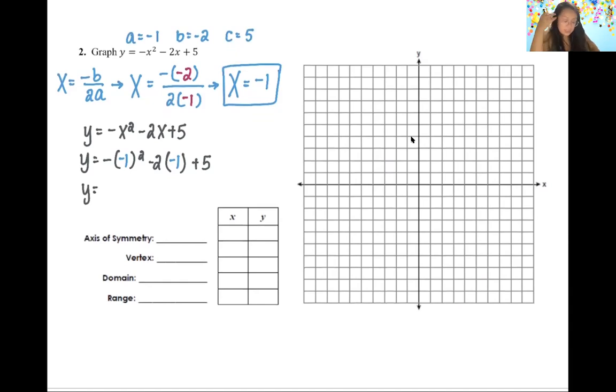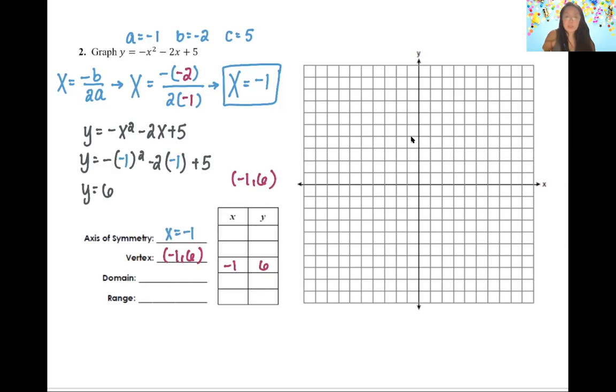I do believe we get 6. Let me double check. This is -1. No, we don't get 6. Sorry. This is -1. I don't have a calculator right now. Plus 2. Oh, we do get 6. Y equals 6. Okay, so our axis of symmetry is -1. Our vertex is at the point -1, 6. We're going to put that in our middle.